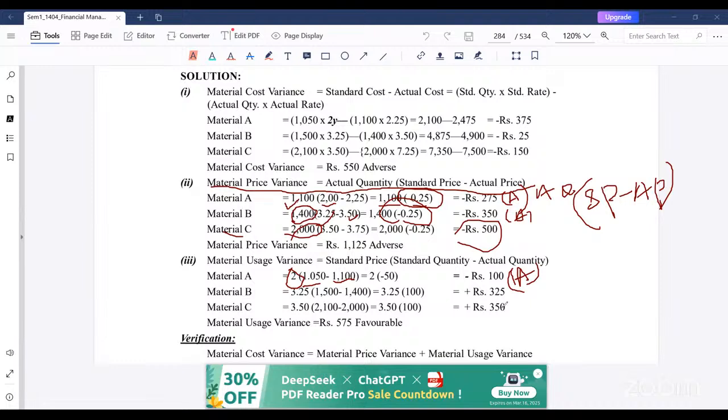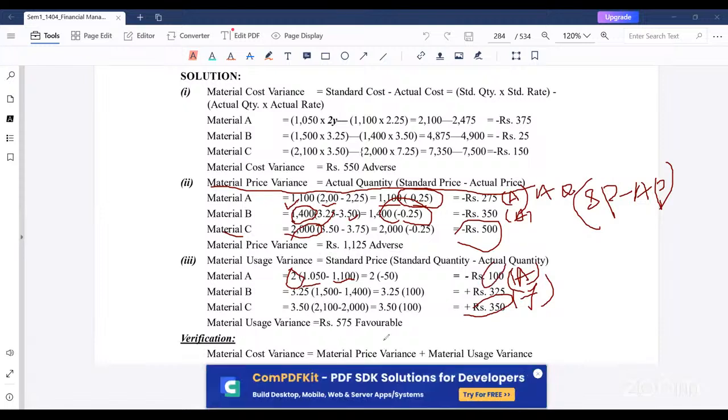So we'll get favorable. This is favorable 325. Similarly, with respect to material C also we get favorable. So overall we got favorable, sorry, 675 and adverse is 100. So overall we get 575 as favorable balance in case of material usage variance.